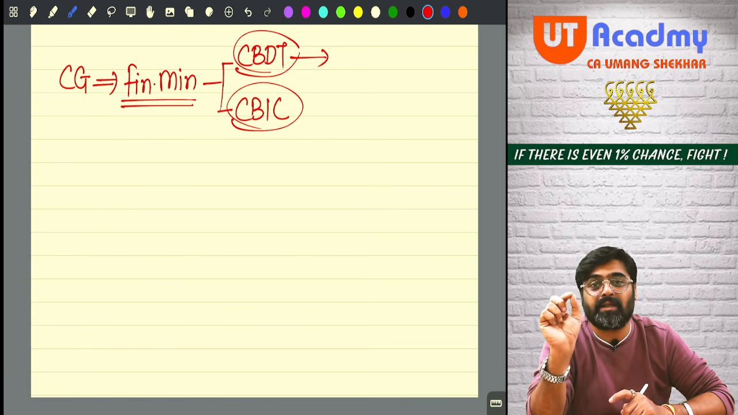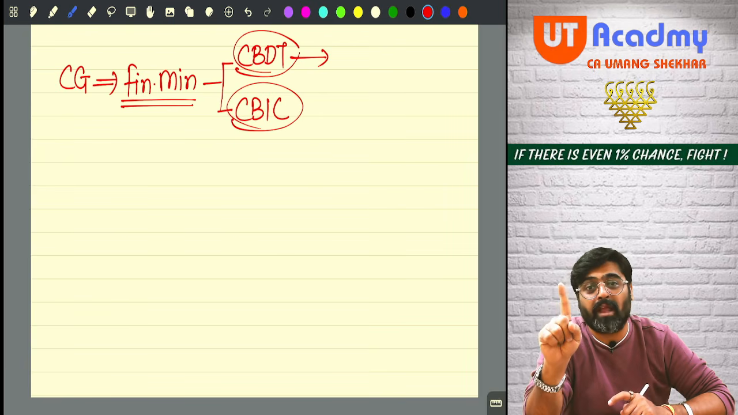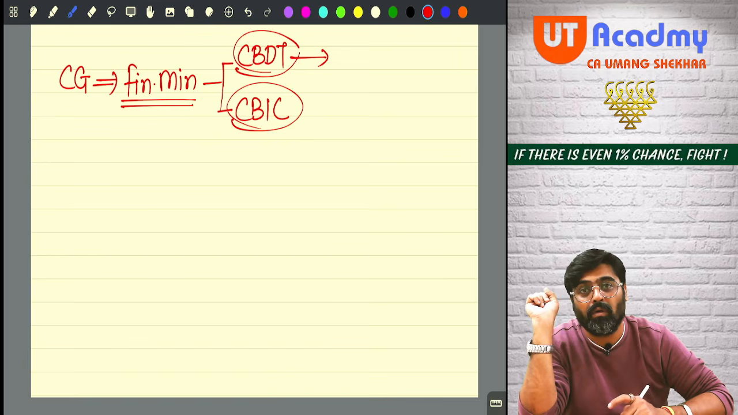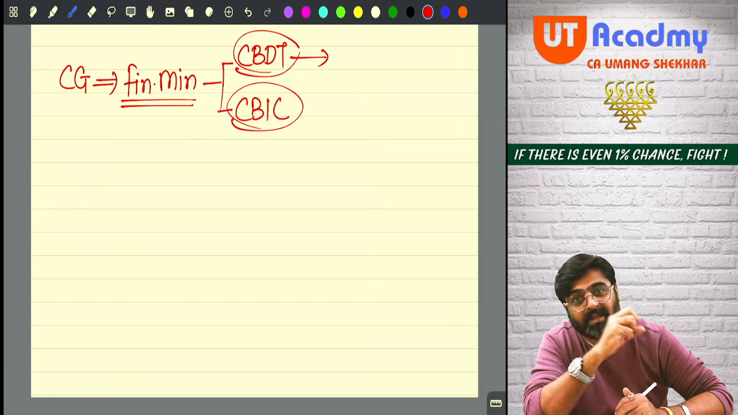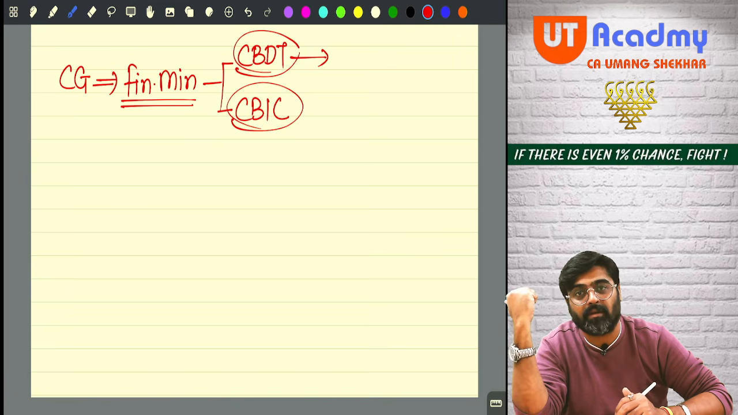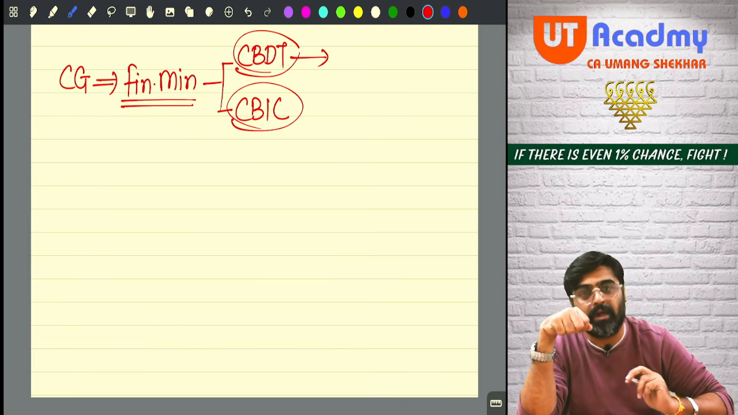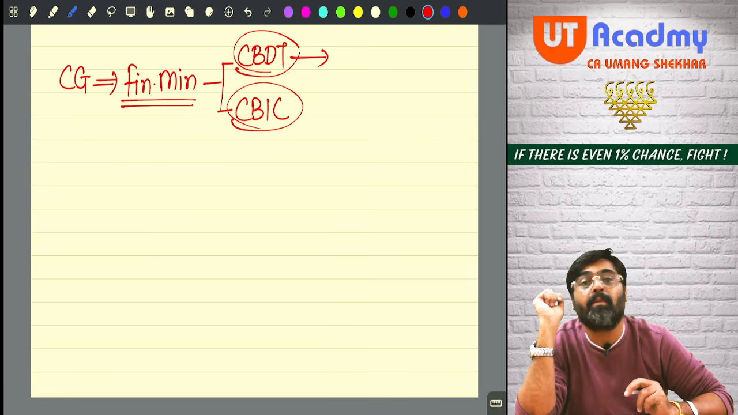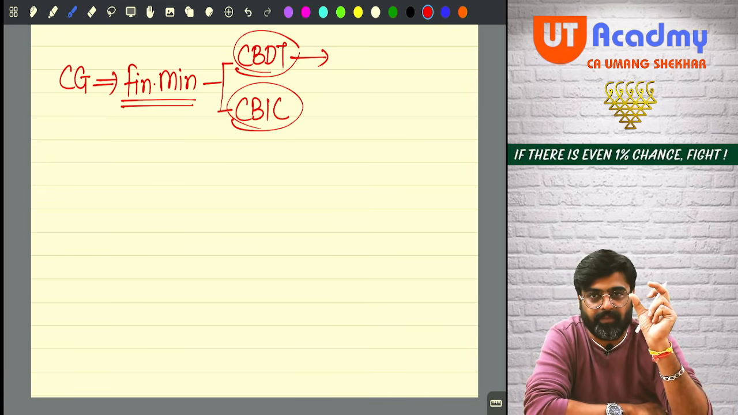who is entrusted with one duty, that your duty is to make people follow the law. And by making them follow the law, collect the taxes from them, make them pay the taxes to the government. Getting my point? Which taxes? Direct taxes. But for indirect tax, there is a separate body and that body is known as CBIC.